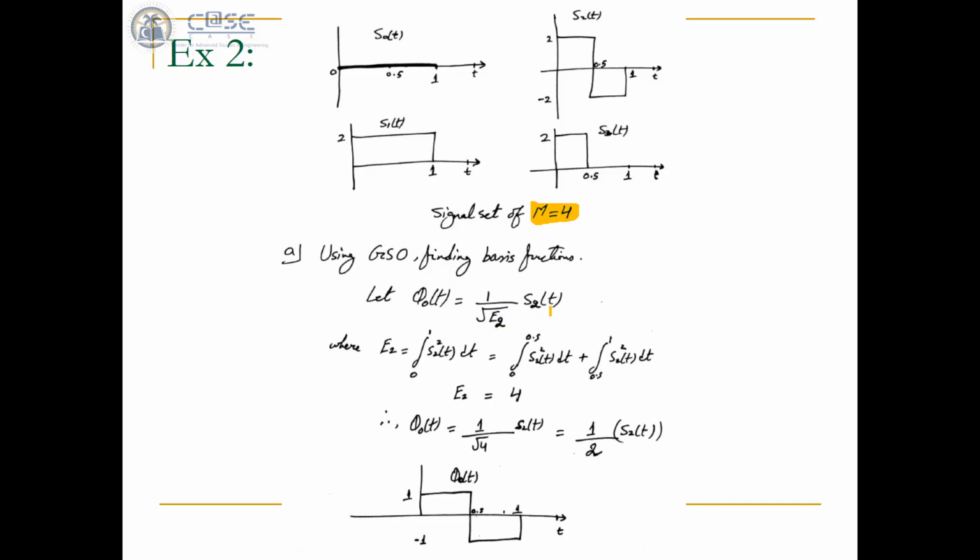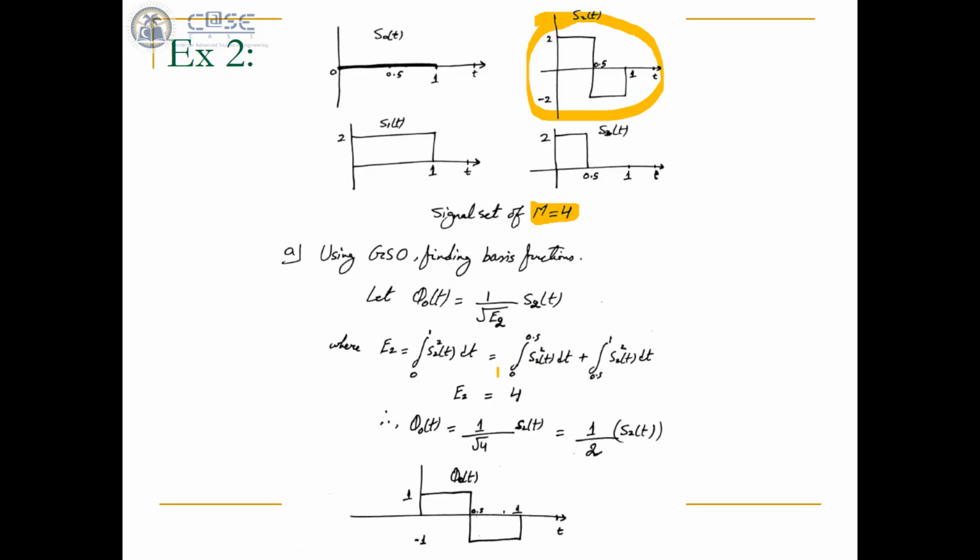The norm of S2 of t is nothing but the square root of the energy. How do you compute the energy of signal S2 of t? You just substitute the signal S2 of t into the energy formula and take the square of the signal S2 of t, integrate over the orthogonality period 0 till 1. So S2 of t is nothing but this signal there, which is equivalent to amplitude 2 for the time period till 0.5 and amplitude minus 2 for the time period from 0.5 till 1.